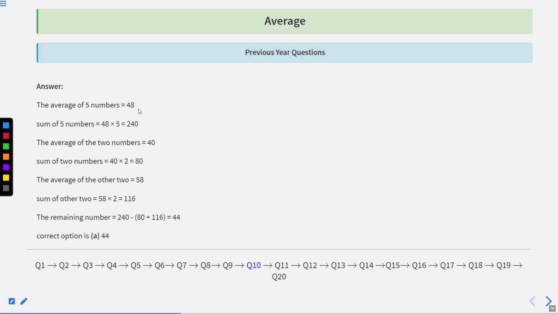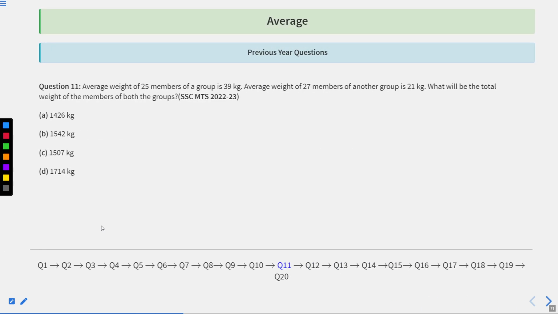The average of 5 numbers is 48. Sum of 5 numbers is 48 times 5, that is 240. So the average of the 2 numbers will be 40. So the sum of 2 numbers will be 40 times 2 equal to 80. The average of the other 2 is 58. Sum of other 2 is going to be 58 times 2, that will be 116. So the remaining number will be 240 minus 80 plus 116, and that will be 44. So the correct option here should be option number A, that is 44.